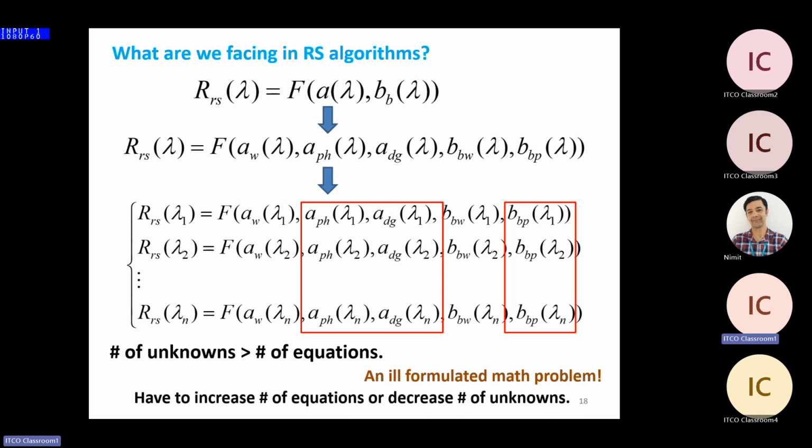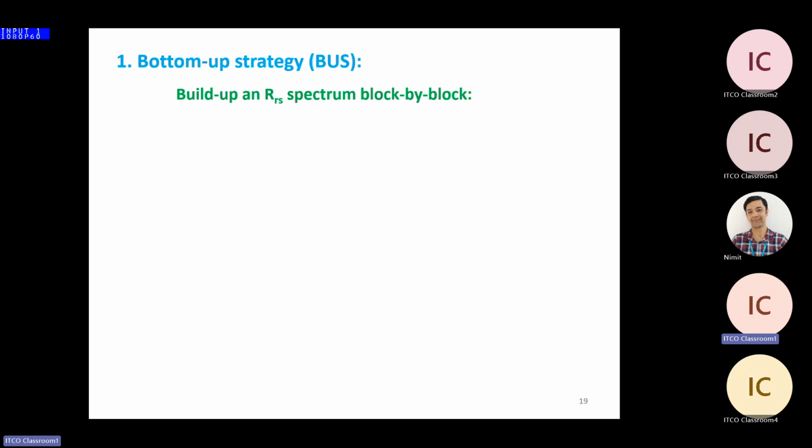So what do we do? We have to either increase the number of equations or decrease the number of unknowns. Either way, it's the same thing. Okay, so here is again the bottom-up strategy. Basically, it's when you're trying to build a spectrum block by block.